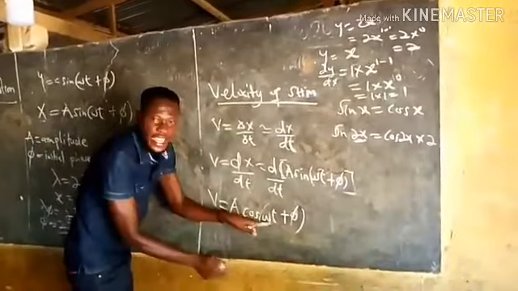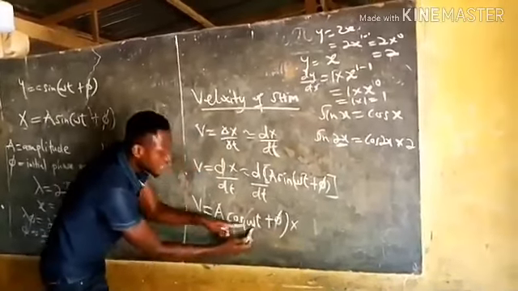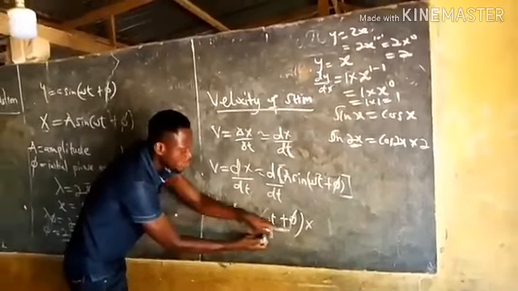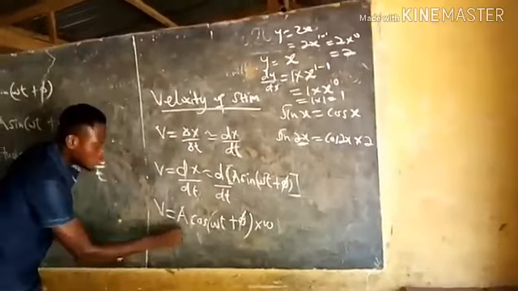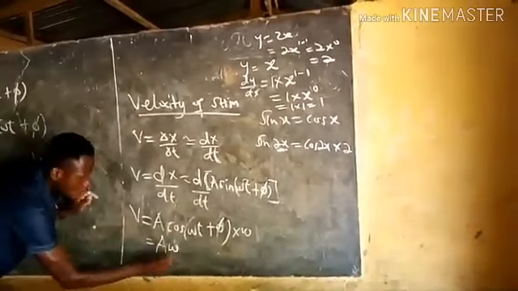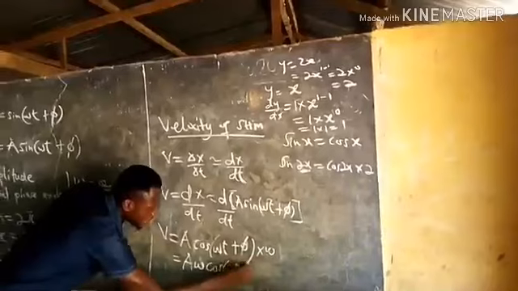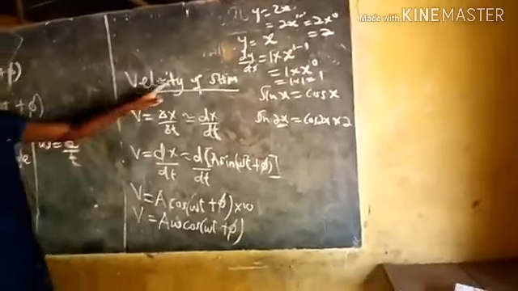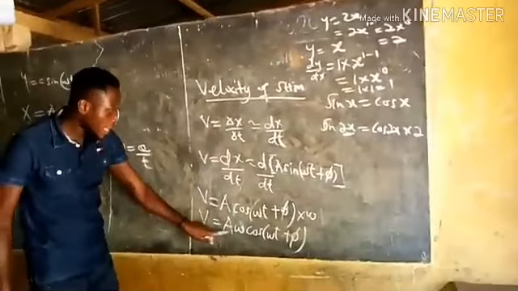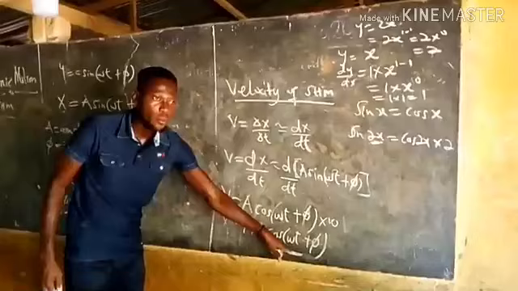The term inside the brackets with respect to t. So how do you differentiate omega t with respect to t? If you differentiate it, you get omega. So if I multiply it, I'm going to get A omega cos(omega t + 5). So this is the velocity function for a body undergoing simple harmonic motion: A omega cos(omega t + 5).